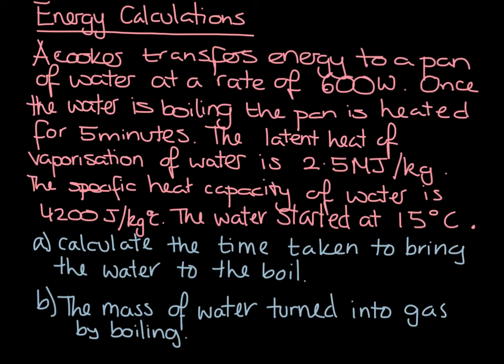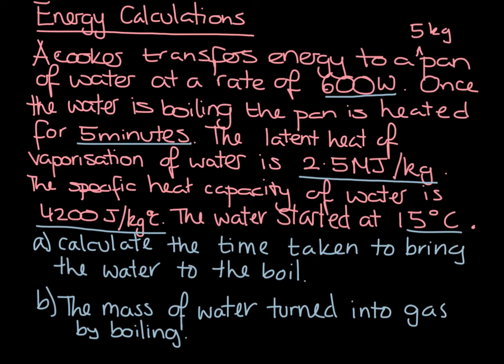So a cooker transfers energy to a pan of water at a rate of 600 watts. Once the water is boiling, the pan is heated for 5 minutes. The latent heat of vaporization of water is 2.5 megajoules per kilogram. The specific heat capacity of water is 4,200 joules per kilogram per degree C. The water started at 15 degrees C. I would like you to calculate the time taken to bring the water to the boil and the mass of water turned into a gas by boiling it for 5 minutes.